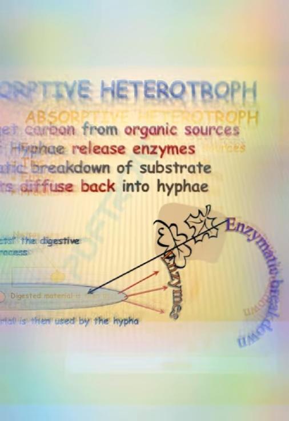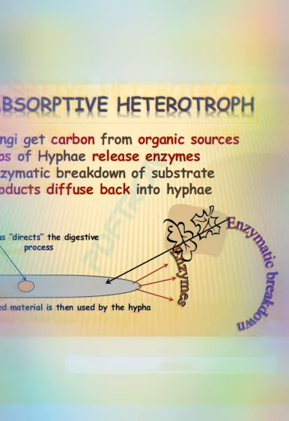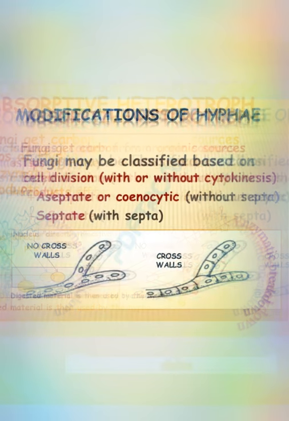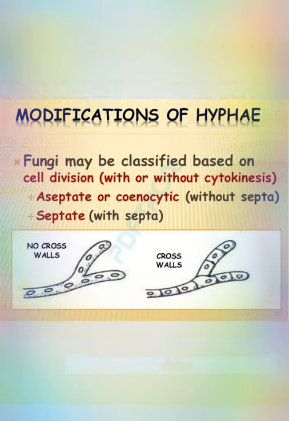This is enzymatic breakdown. Most important modification of hyphae. Fungi may be classified based on cell division, with or without cytokinesis. Aseptate or coenocytic, without septa, and septate, with septa.